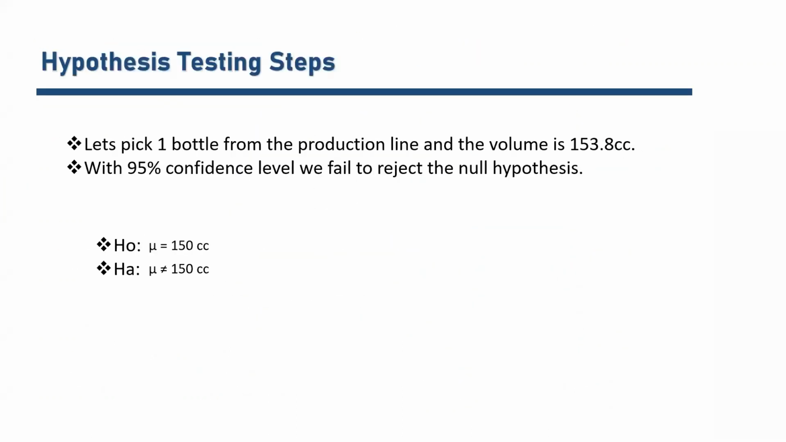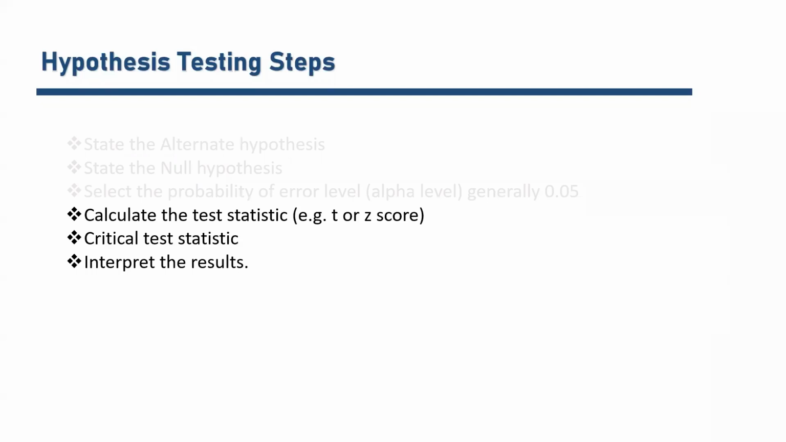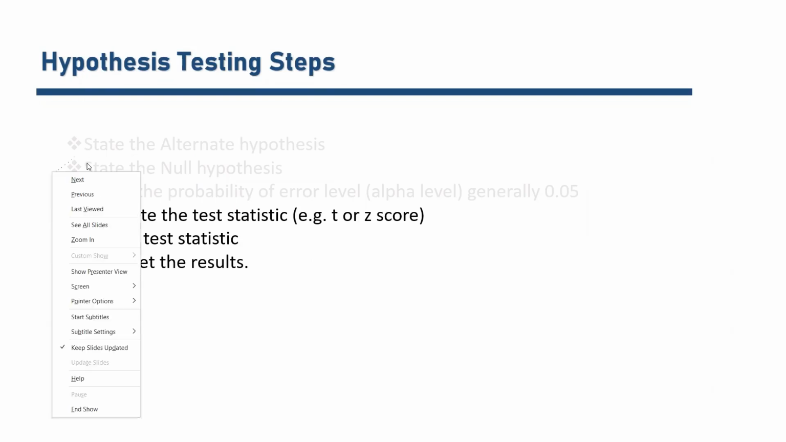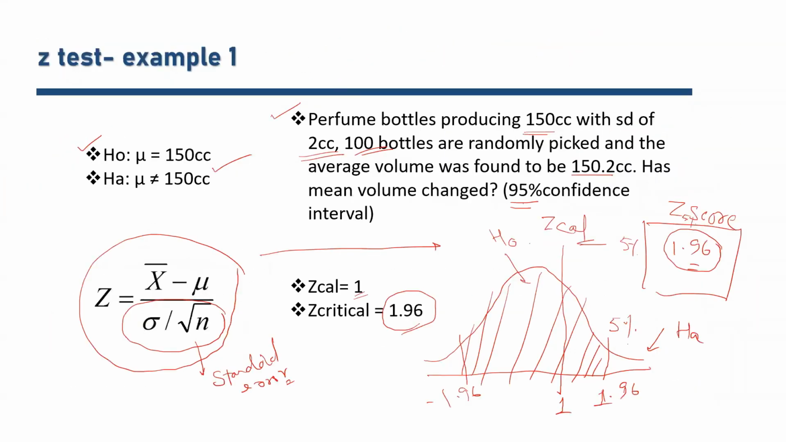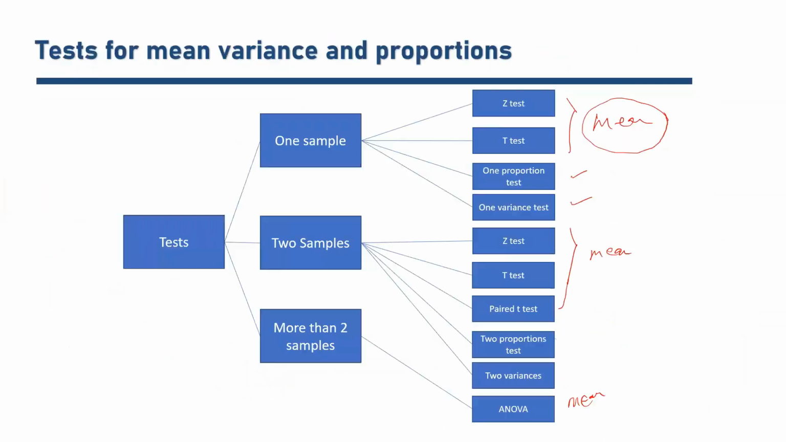So if I go back to this, here you can see that there were different steps. The first step was to state the null hypothesis and the alternate hypothesis. Yes, I have stated my null hypothesis and alternate hypothesis. The null hypothesis is always the same: the machine is good, the machine is innocent. It is still producing at 150 cc. And the alternate hypothesis is that it is not producing 150 cc volume. So these are the two things you have understood now.